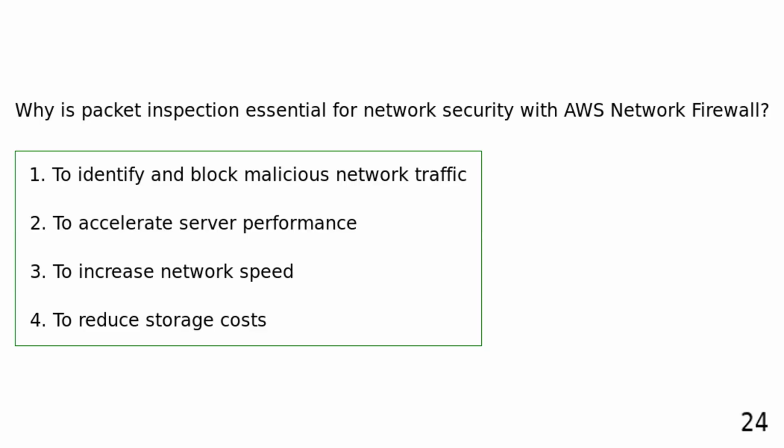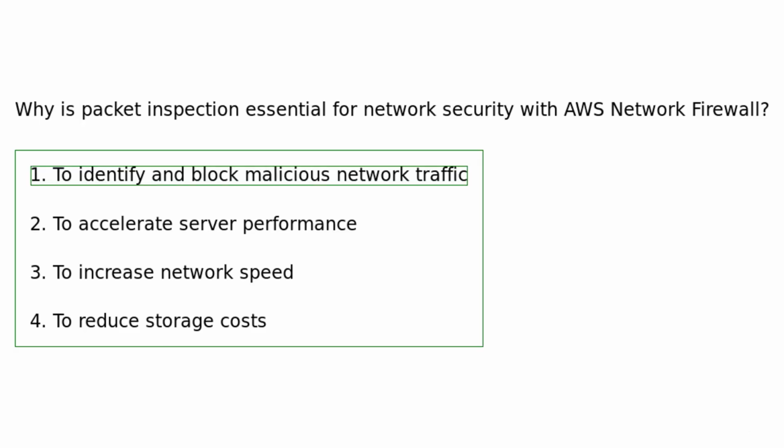Why is packet inspection essential for network security with AWS Network Firewall? To identify and block malicious network traffic. To accelerate server performance. To increase network speed. To reduce storage costs. Packet inspection is essential for network security with AWS Network Firewall as it helps identify and block malicious network traffic, ensuring the integrity of the network.